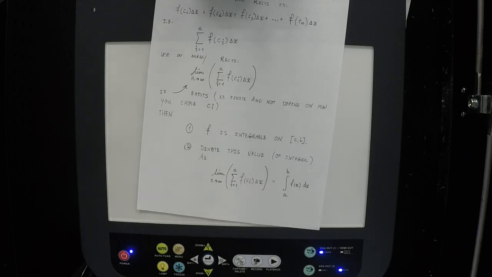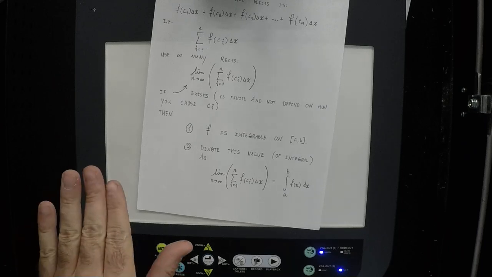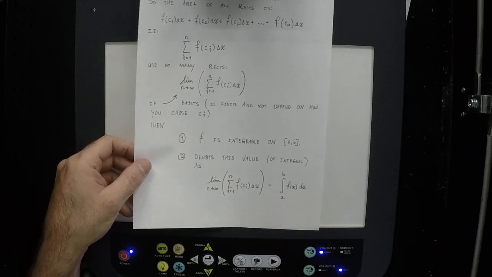Antiderivative is running the derivative machine in reverse. Integral is taking a shape, cutting it into infinitely many infinitesimal rectangles, finding the area of each one of those infinitesimal rectangles, summing them all up continuously. That's what integral is. Okay, and then antiderivative is this other thing, running the derivative machine in reverse. Separate matters.